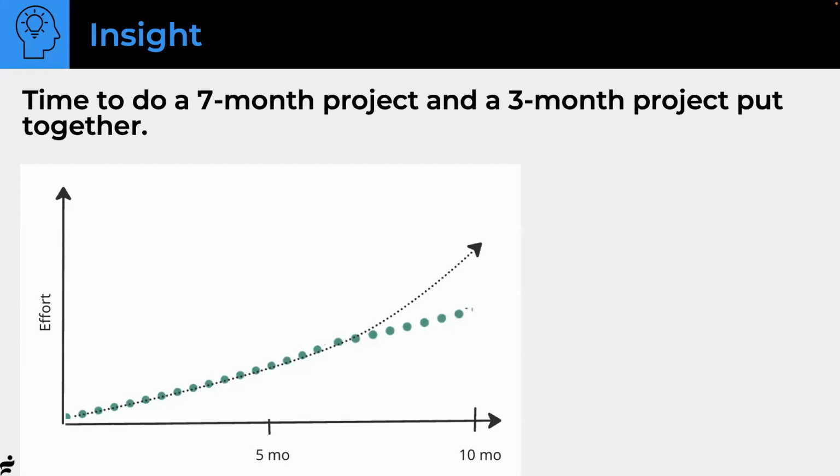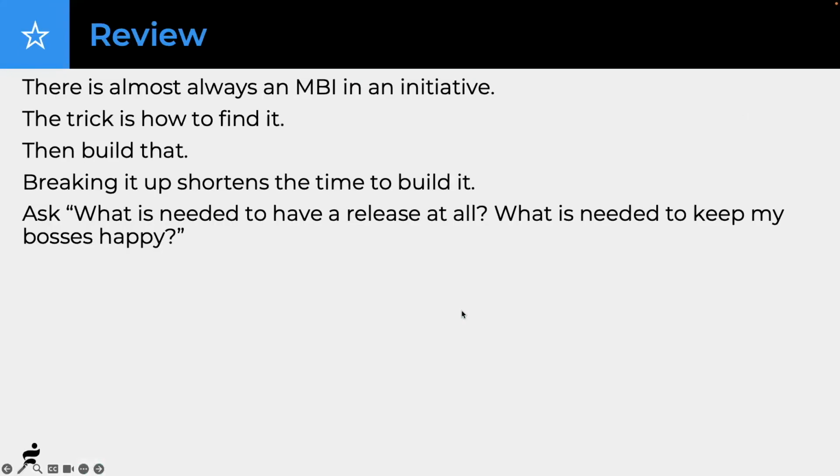This is called making things smaller, which we've been talking about as a benefit. And this was the MBI. The MBI was what they absolutely needed. They weren't going to release it because of transaction costs. They were going to wait until they had the last 3 months of new functionality. Okay, so there's almost always an MBI in an initiative. I mean, it's rare not to have one. The trick is how to find it, then build that.